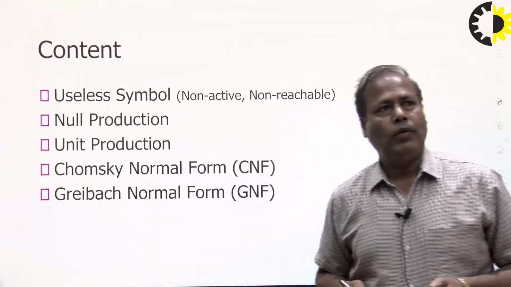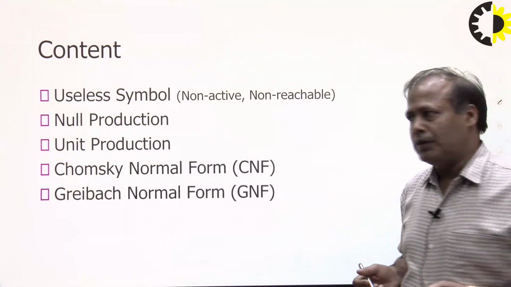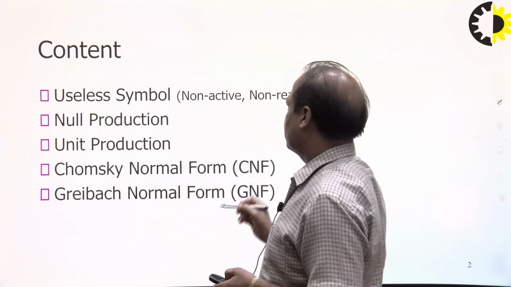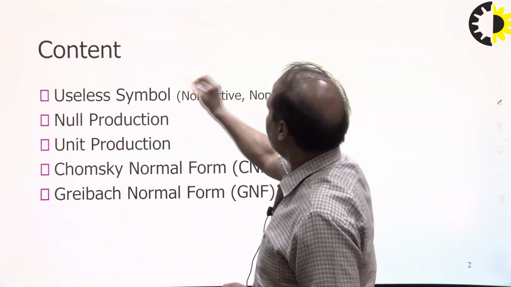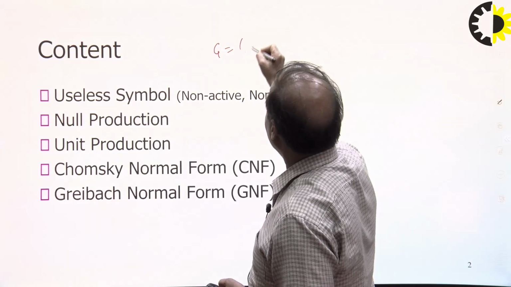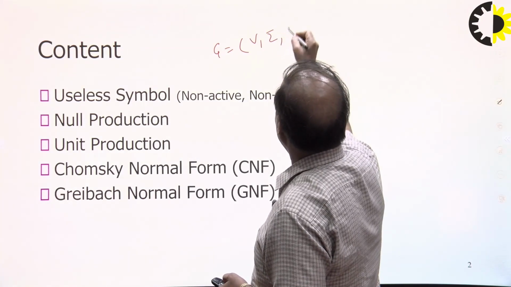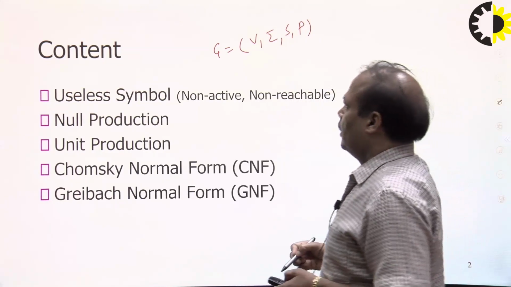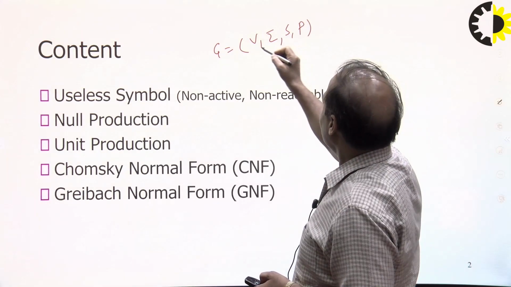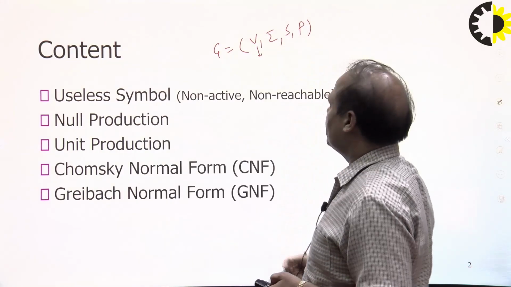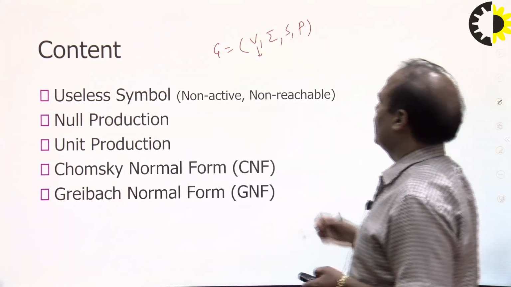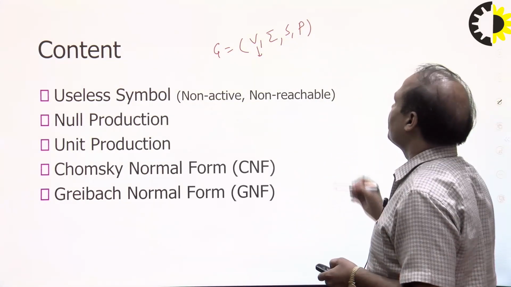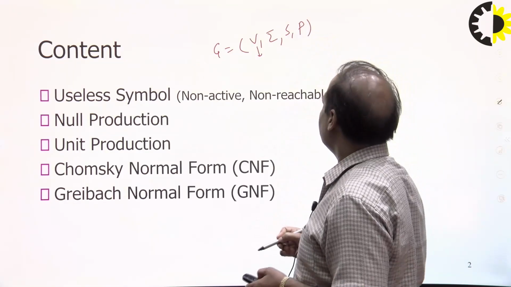So what is going to be covered in the simplification of the grammar? I will talk about useless symbols first. Symbol, if you talk about grammar, is like V, sigma, S, P. Grammar, we know, is a four-tuple. So symbol means any letter, any non-terminal of the V. This V is the set of non-terminals, sigma is the set of terminals, S is the starting symbol and P is the production rules.